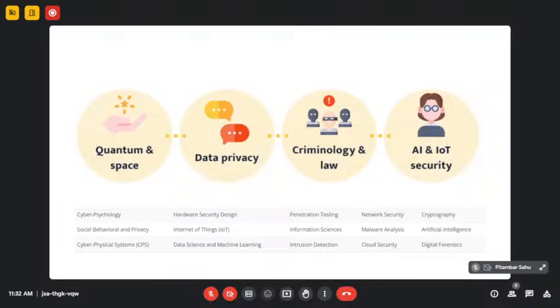Right now for IoT devices, the data is stored in the cloud network. So is your cloud secure? Cloud security is one area. Cryptography is also one area, and digital forensics. So cyber psychology, cyber physical systems, hardware security, penetration testing, intrusion detection, and digital forensics are areas where lots of research is being done.